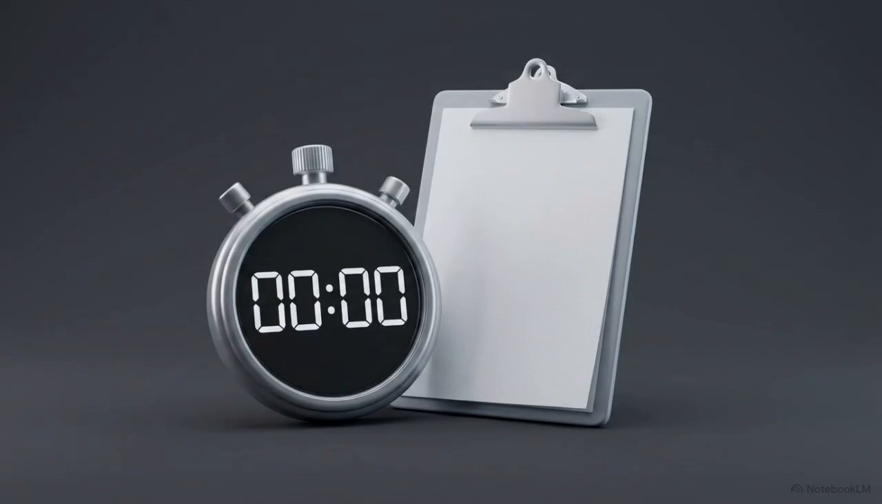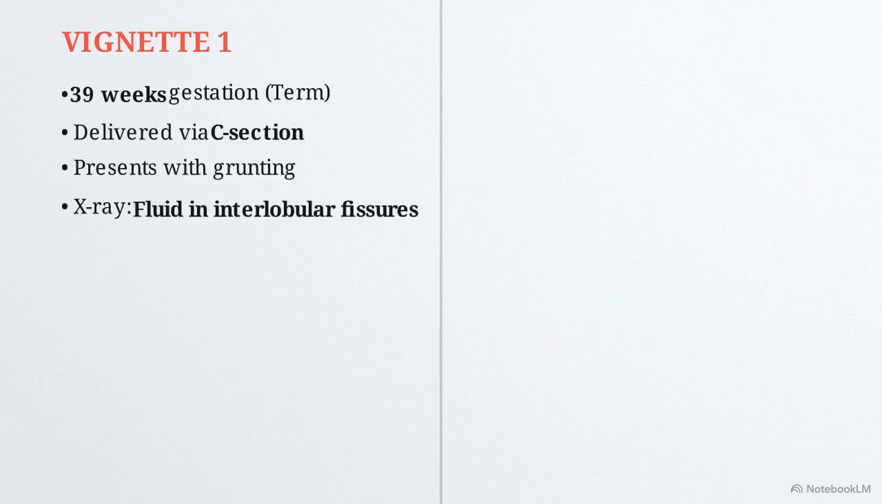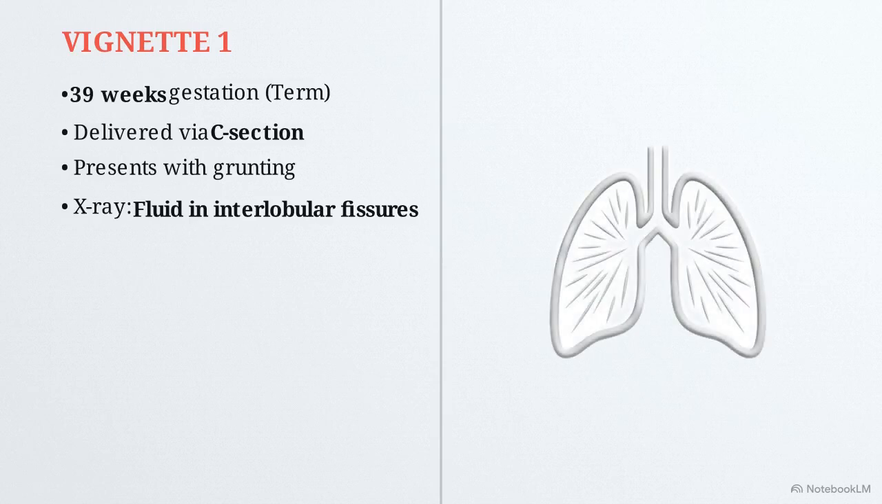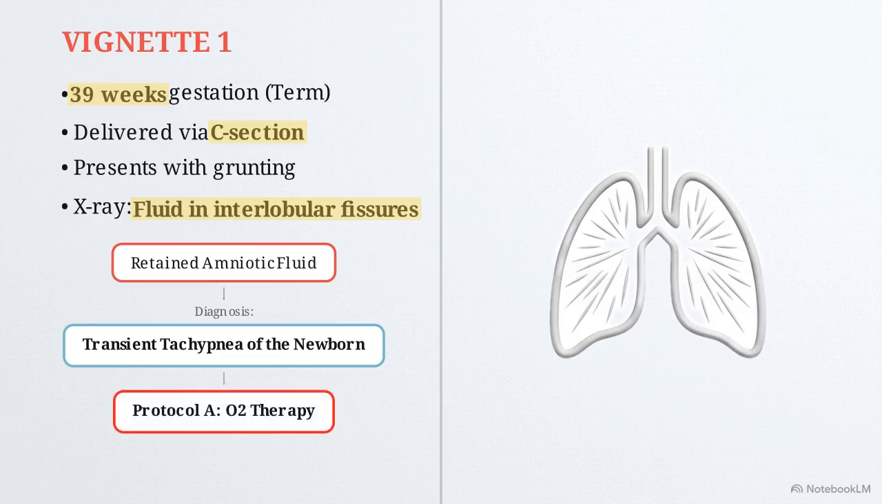Let's run a final validation drill using 2 clinical vignettes. Your goal is to filter the noise and map the correct chronology. Vignette 1. A term neonate delivered via C-section presents with grunting. Radiography shows fluid in the interlobular fissures. Isolate 39 weeks, C-section, and fissure fluid. This maps cleanly to transient tachypnea of the newborn. The answer is observation and supportive care with oxygen.